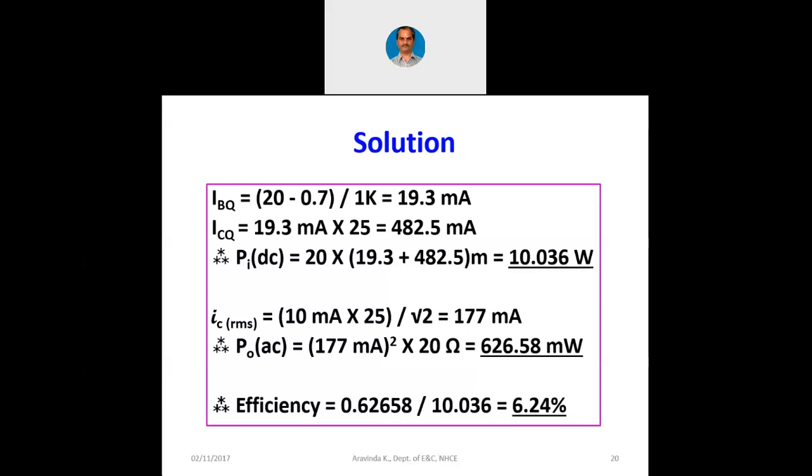But later on in class B, class AB, and class C, we are not going to have faithful amplification. There we will have better efficiency, but those amplifiers are not applicable for audio applications as such. They are applicable for some other applications, which I will tell you when we discuss those types. So this is the conclusion with the class A amplifier. Now let us see if at all we have to increase efficiency in class A amplifier, are there any methods? Let us see that in the next slide.